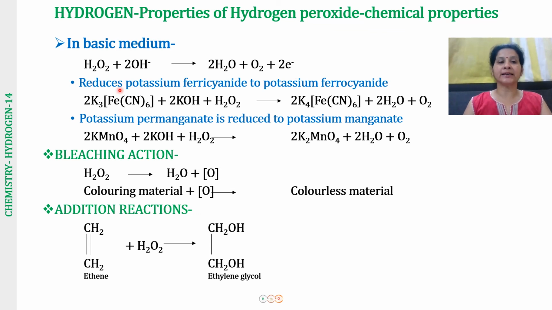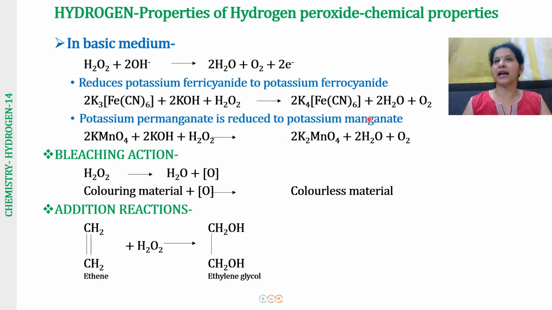Let us see the reactions as well. So this reduces potassium ferricyanide to potassium ferrocyanide in the presence of the basic medium. You have seen in the acidic medium, H2O2 was reacting with potassium ferrocyanide to form potassium ferricyanide. Now in the presence of OH ions, it is the opposite reaction that is happening. The next we have is potassium permanganate, which is reduced to potassium manganate. KMnO4 plus KOH plus H2O2 forming K2MnO4 plus water plus oxygen.